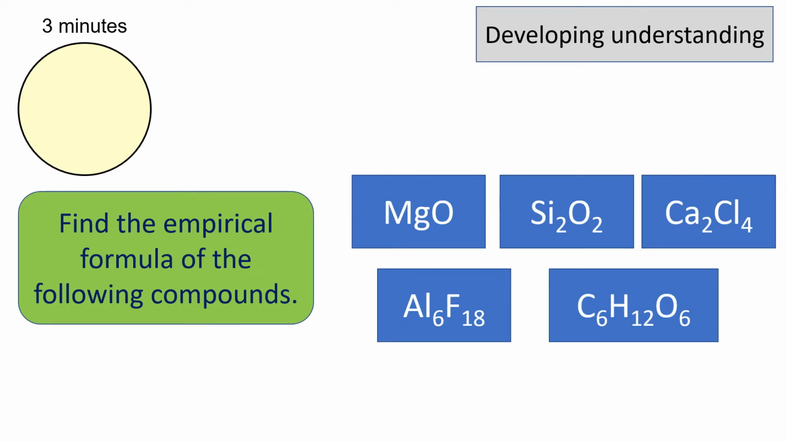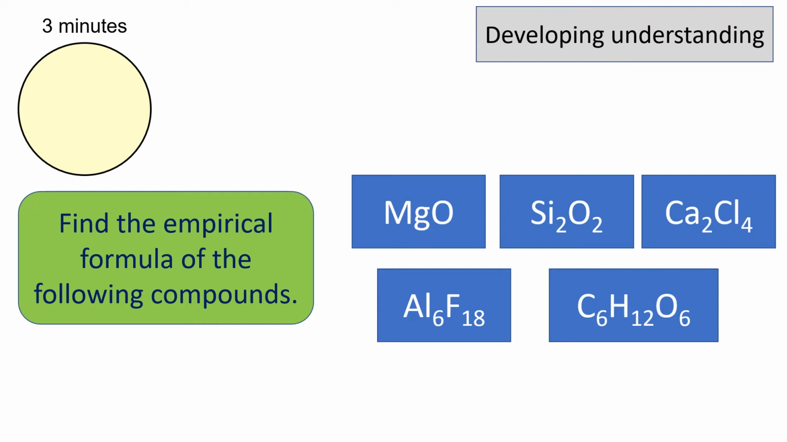Okay, so now it's your turn to have a go. This part is really important, developing your understanding, because if you get the answer wrong, you need to know you're wrong and you need to know why you're wrong. So pause the video, have a go at finding the empirical formula. Is it already there or does it need simplifying? And then look at the answers. Pause the video now, please.